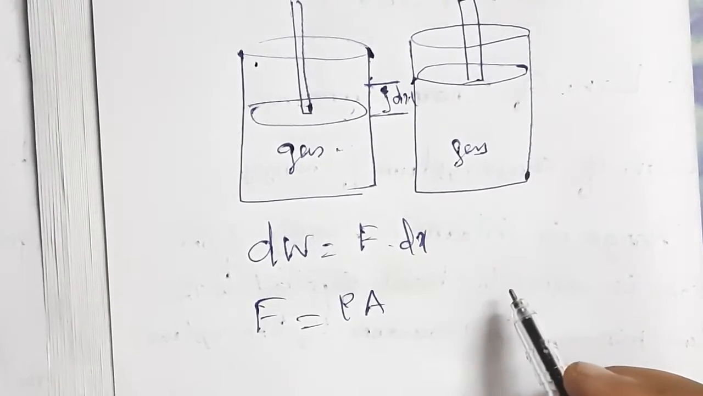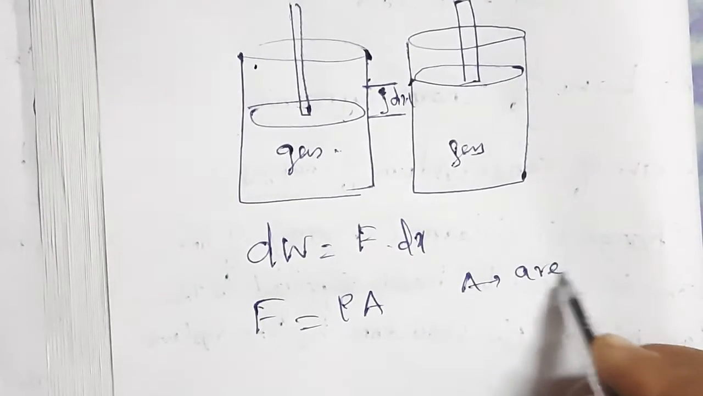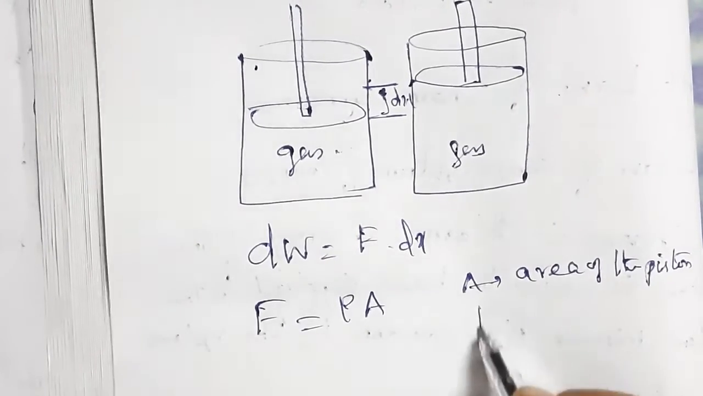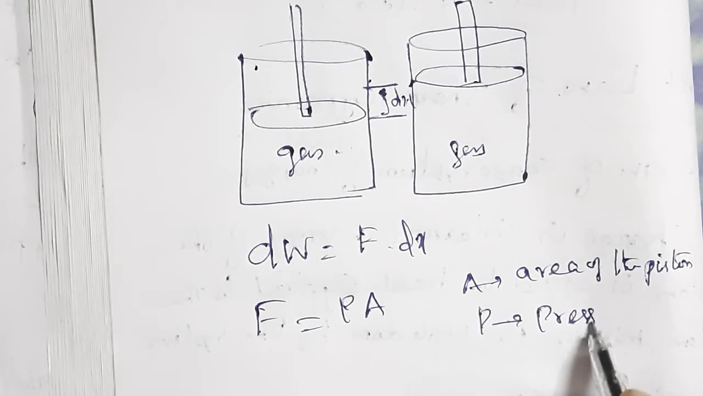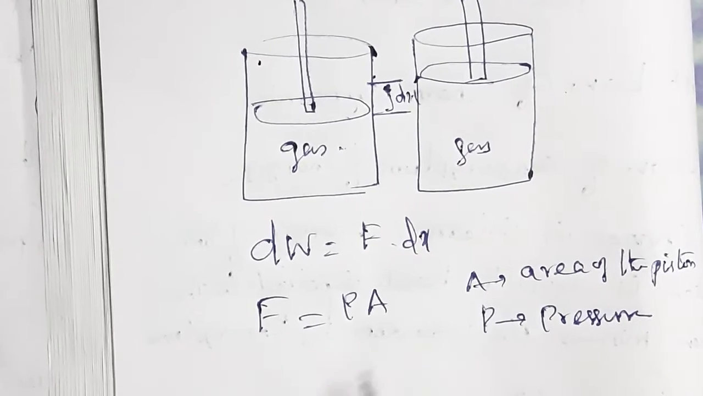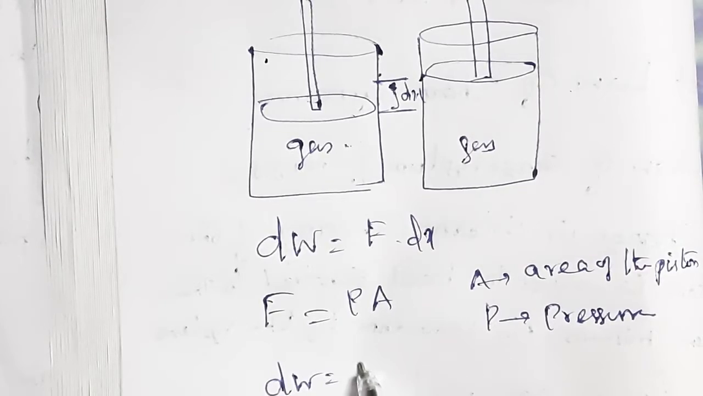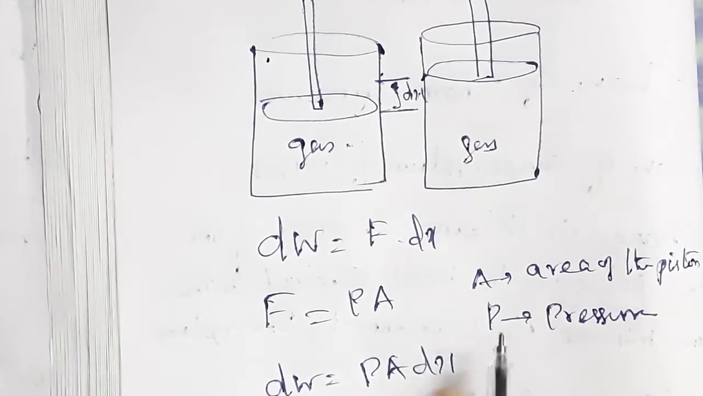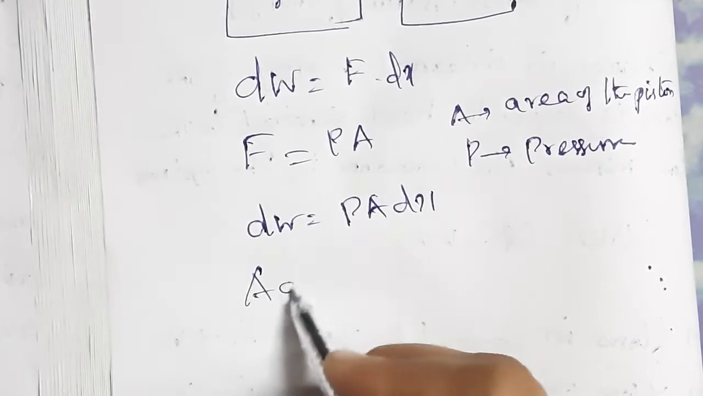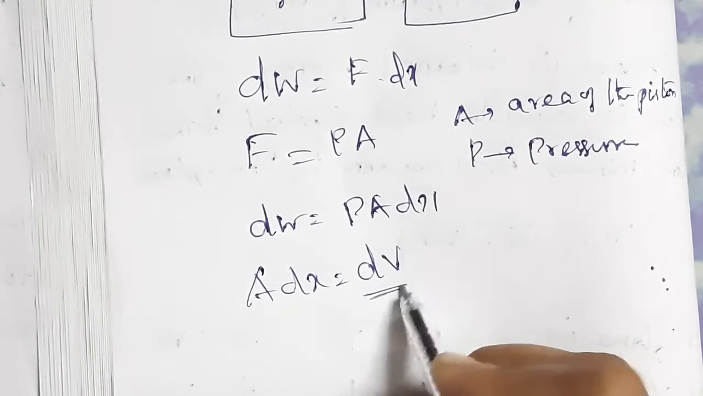What is P? Pressure. A is the area of the piston, and P is the pressure exerted by the gas. So we can write dW is equal to, instead of F, PA dx. PA dx. So actually what is A dx? Area into distance is nothing but volume. So since it is dx, we can write it as dV.